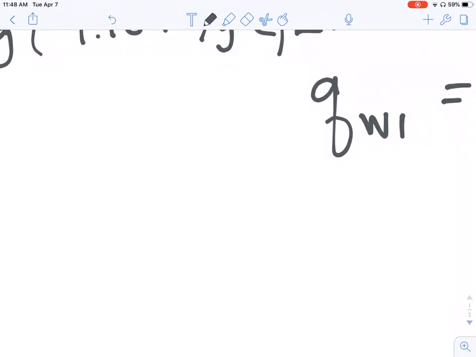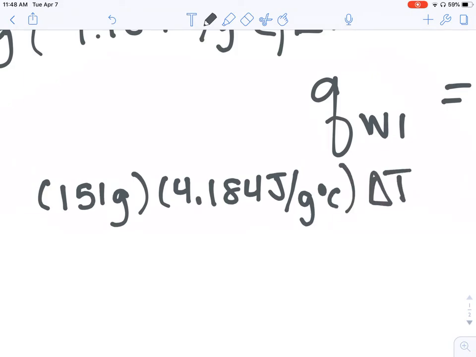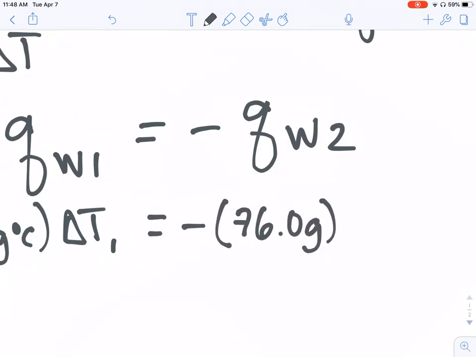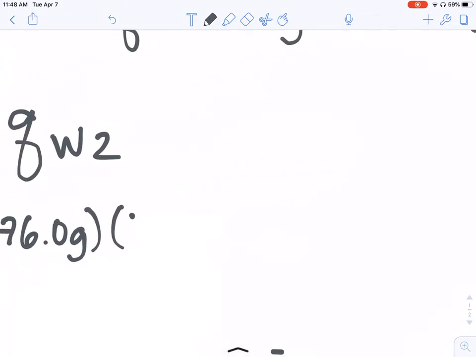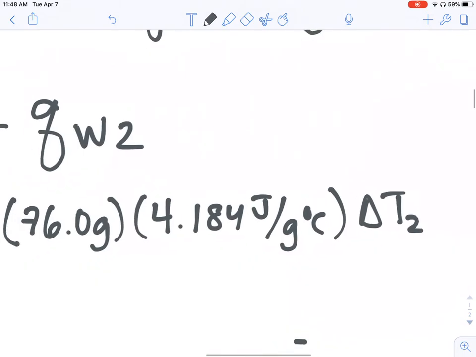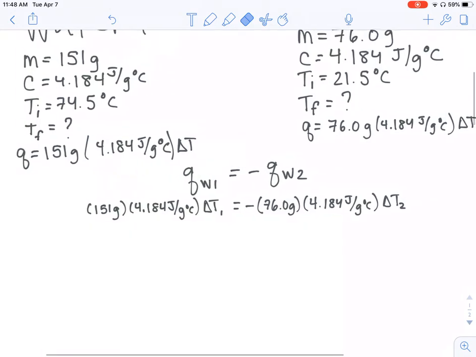So I will have 151 grams times my 4.184 joules per gram degree C times my delta T for the first water, and that is equal to negative 76.0 grams, also multiplied by the same specific heat because it's still liquid water, and then this is times delta T2.